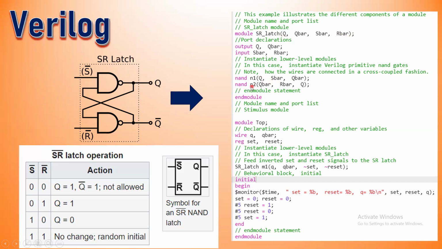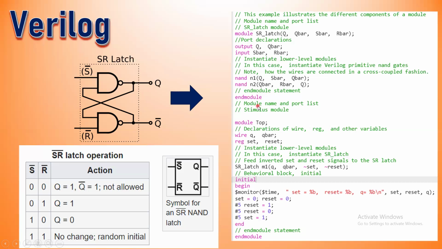Second gate NAND 2, I have this gate, output will be Q bar, which I have written here in the parentheses, and then inputs are R bar, and second input is Q here, which is coming right here. So that's how I have written Q bar comma R bar Q, and the end module statement is already there.